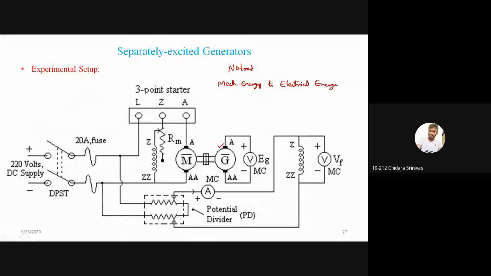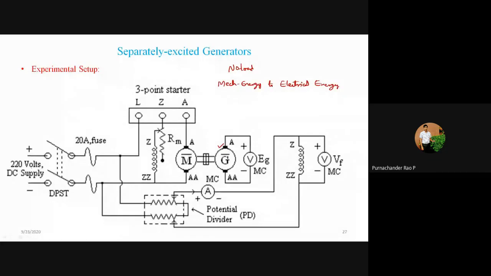Yes, sir. And therefore we need the mechanical energy, so we can go for any diesel engine or any other type of fuels for obtaining the mechanical energy. Instead of that, what we are using here is our DC motor. The DC motor is coupled to the DC generator. Both the rotors are coupled together, and this motor is run with the help of a DC supply because it is converting the electrical energy into mechanical energy.